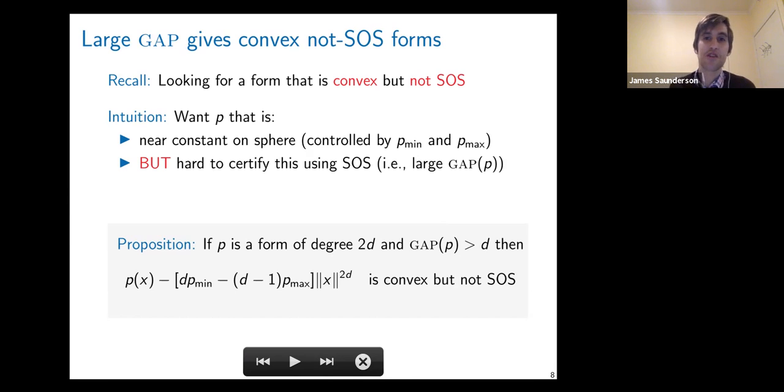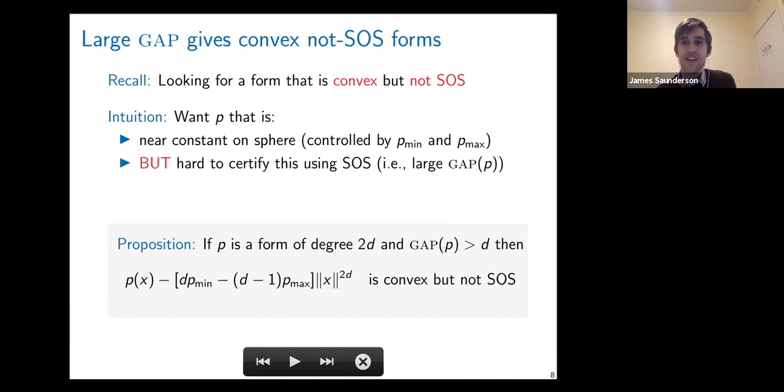Right? So I want something that's close to 1 on the unit sphere, which is controlled, if you like, by the quantities p min and p max. But not a sum of squares. All right, so I want it to be difficult to certify the maximum and minimum values of my form on the sphere using sum of squares. This is the intuition. So in some sense, what I might want is a form that is hard to certify bounds on on the unit sphere.